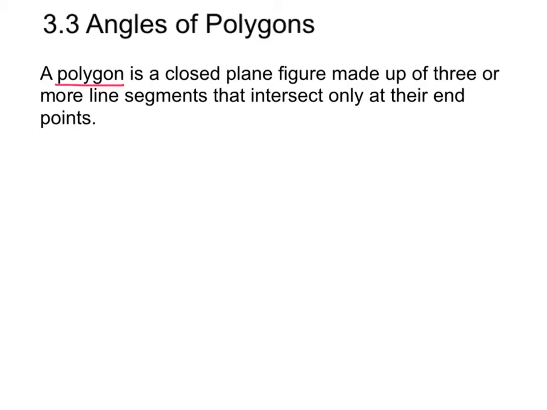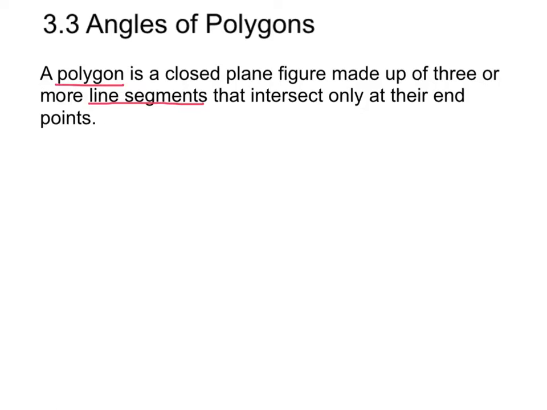Here's your vocab word. A polygon is a closed plane figure. Closed means it can't be open. All the endpoints have to touch. Made up of three or more line segments. Notice line segments, they are not curved, that intersect only at their endpoints.